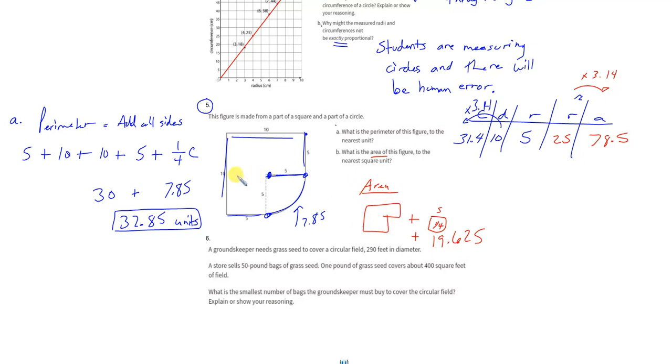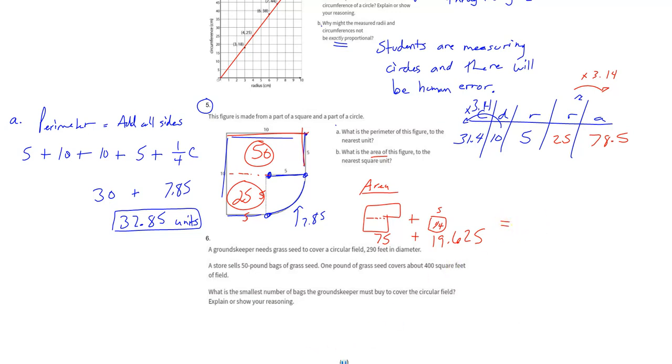This weird shape is pretty much just a rectangle on top of a square. The square part of it is 5 by 5, so this is 25 right here, and this is 10 by 5, which is 10 times 5, 50. So 50 plus 25, this is 75 for that shape, plus the 19.625 for the circle part.